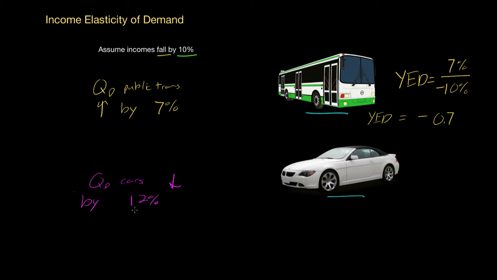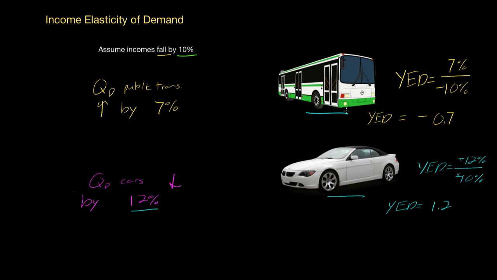Let's go ahead and calculate the YED for cars, for private transportation. Now, the demand for cars fell by 12%, so we're going to have a YED of negative 12% over negative 10%. That gives us a YED of 1.2 because we're now dividing a negative number by another negative number. Those negatives cancel each other out, and we get a YED of 1.2.